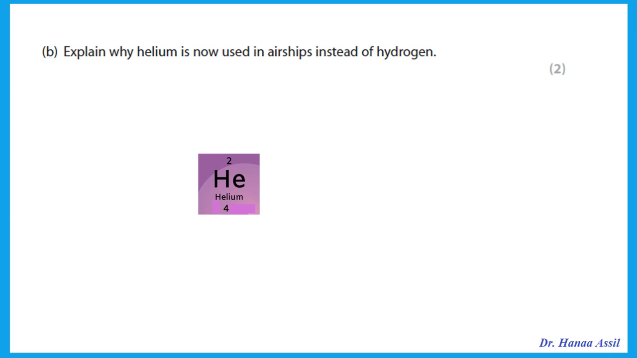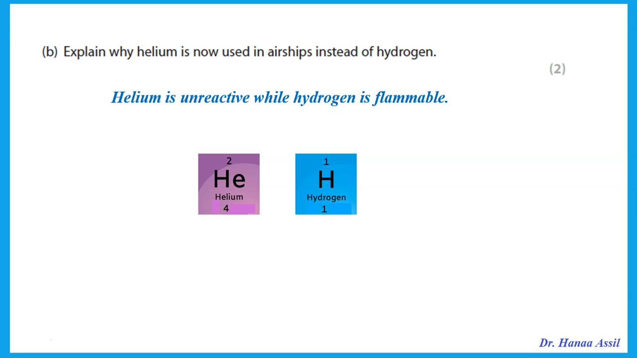You should remember that the difference between helium and hydrogen is that helium is unreactive while hydrogen is flammable. Remember that they are both low density. And please remember that helium is actually heavier than hydrogen. So don't say we use helium because it is lighter or lower density. No, it's actually higher density. It has a higher mass than hydrogen. So it is higher density, but we prefer it because it is unreactive while hydrogen is flammable and may explode.